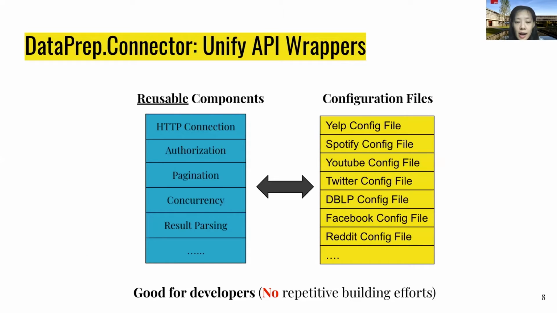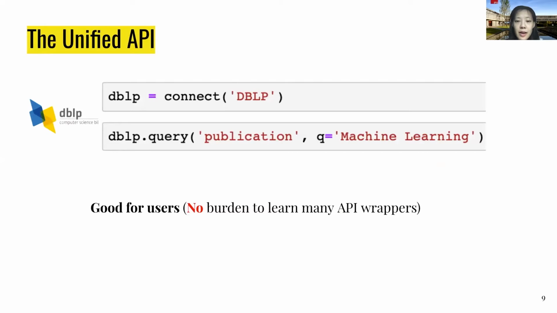Our vision is to unify the API wrapper building process so that it saves energy for both developers and users. Our library is called dataprep.connector. The key idea is to implement the general components that are shared among all websites only once, and describe the website-specific information in configuration files, such as what authorization and pagination scheme the website uses. For developers, building a new wrapper is just writing a new configuration file. From the user's perspective, they can query different websites with a very simple and similar syntax. When they call the functions, the library reads from the configuration file, assembles the request, and executes.